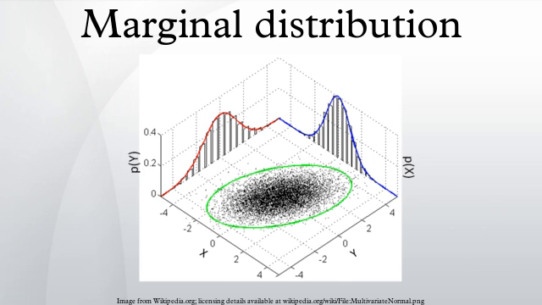See also: joint probability distribution, Wasserstein metric.